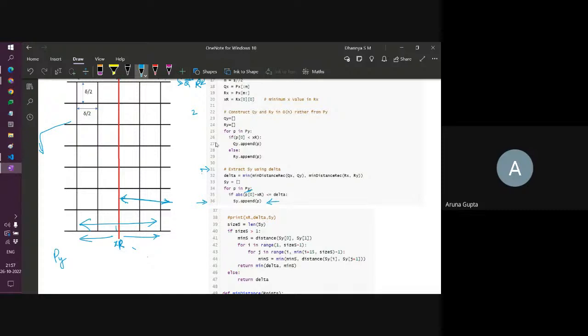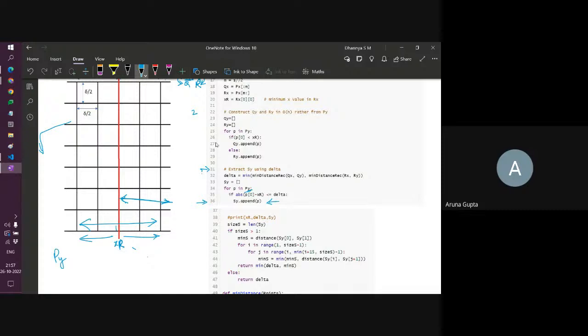It is saying, right? So it is the nearest point to this boundary, the right boundary, but it is on the right side, right? So this is how it is saying.